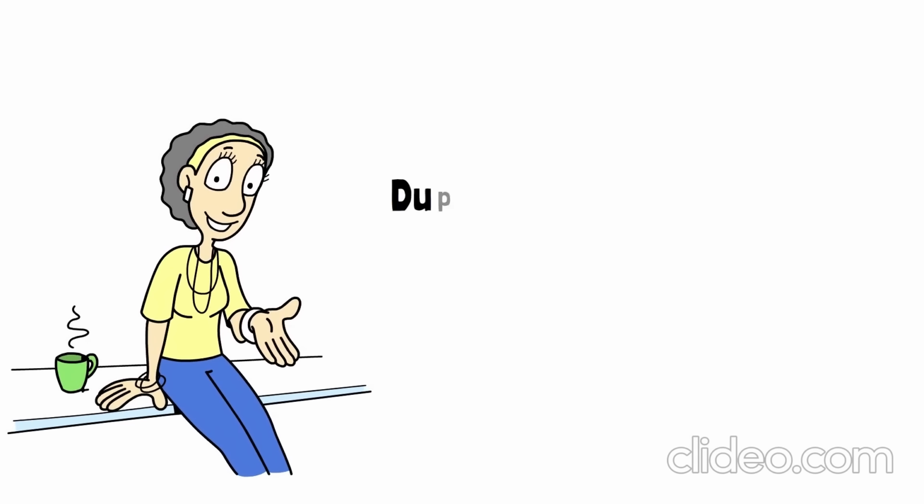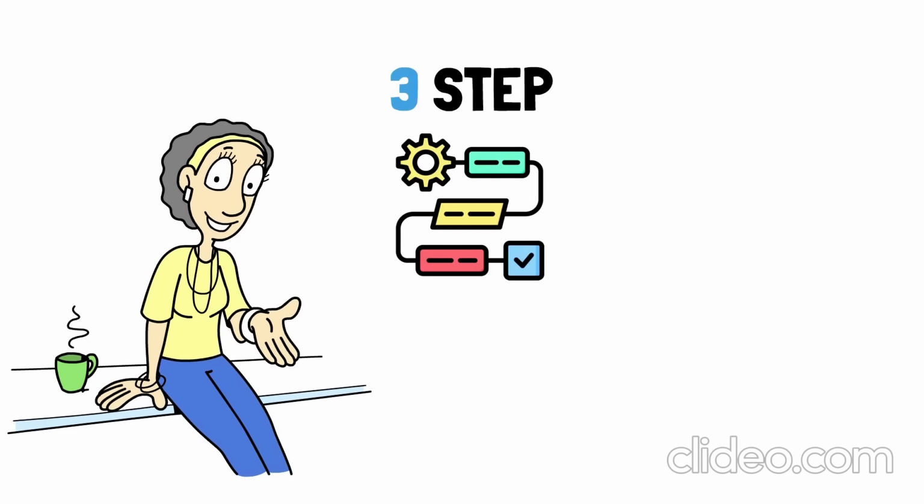Today you tackled duplicates, blanks, and format chaos with a three-step workflow and learned how to automate it for recurring use.